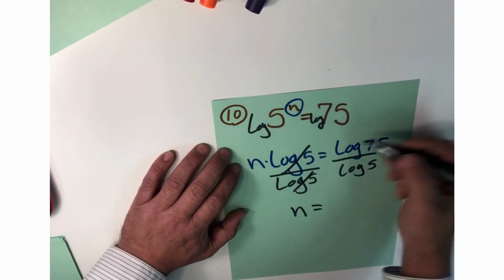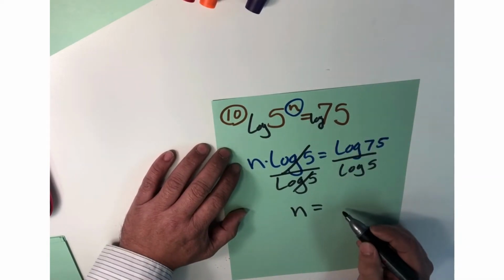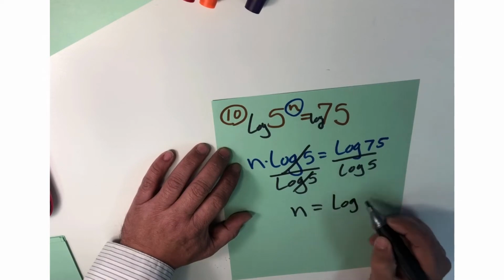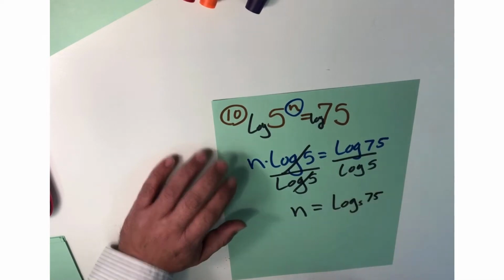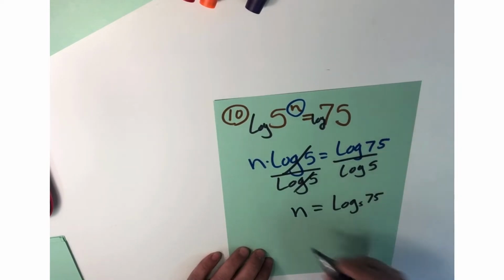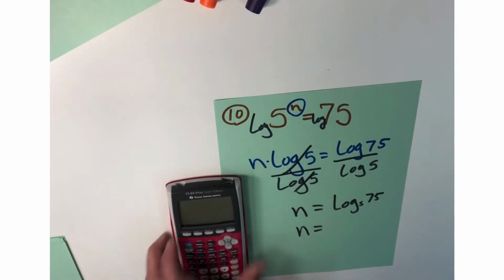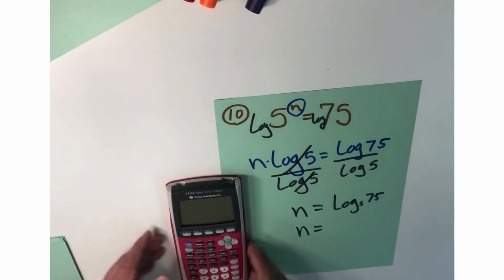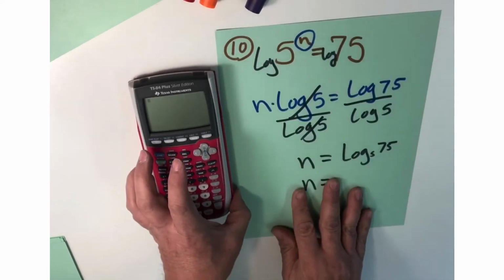Now, you can use the calculator to give me the decimal answer, or you can write it as log base 5 of 75. Sometimes they want you to put it in logarithmic form. There it is. Other times they want you to get the decimal equivalence of it, which means it's time to use the calculator. You already know where the word log is. It's right up here. The button, right?